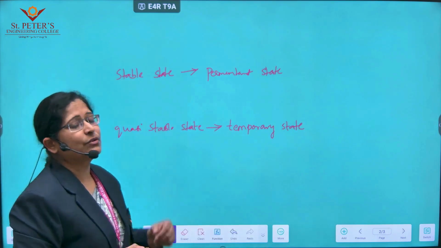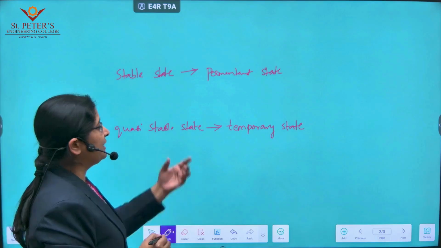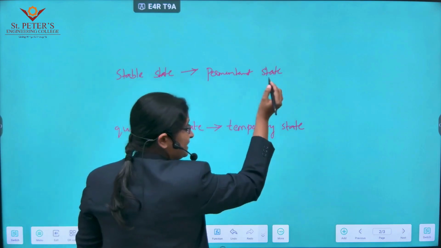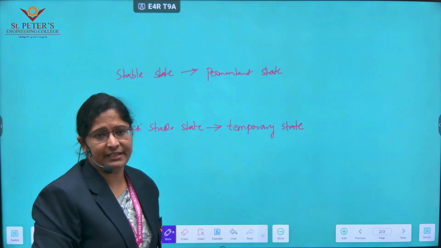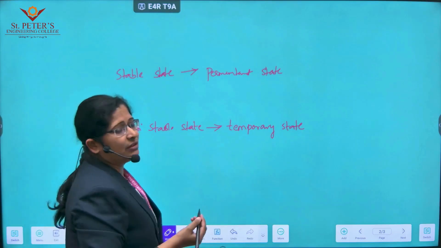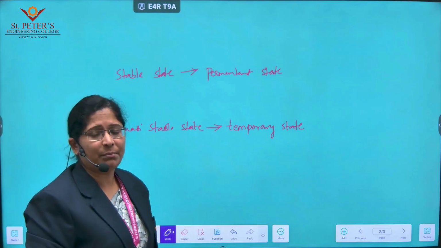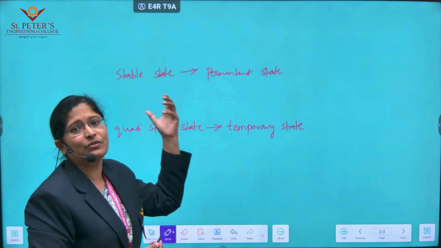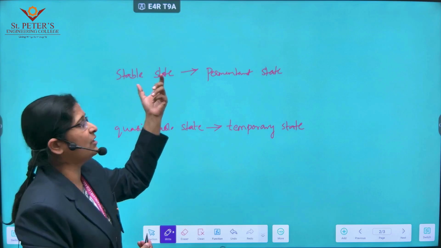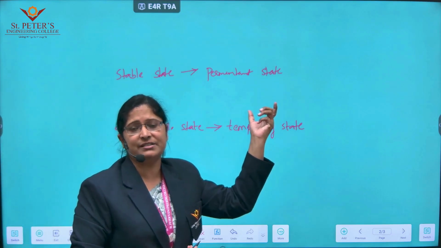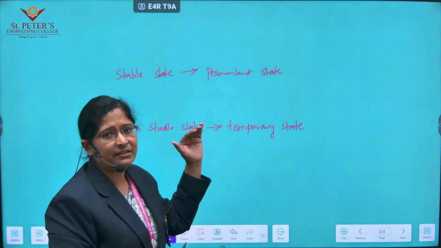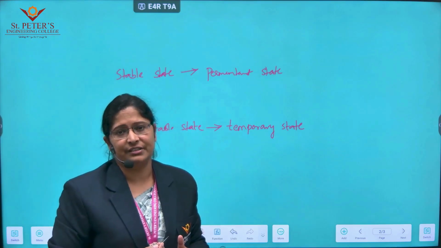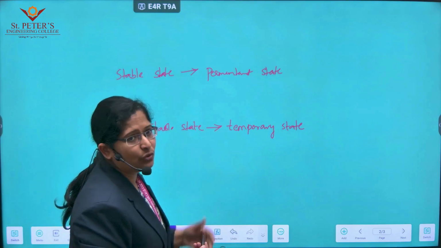Stable state is also called permanent state. As the name says, it stays permanently in a particular state. So if we want to change the state, we need to apply external triggering, and only then does the multivibrator come out of the state, because it is a stable or permanent state. It will stay continuously in one particular state until we apply a triggering.